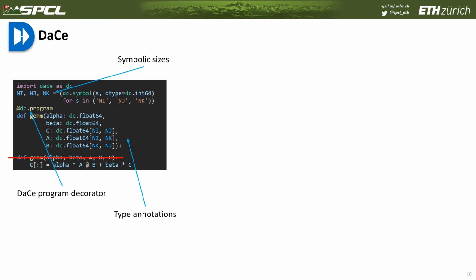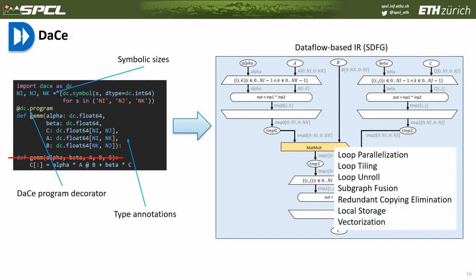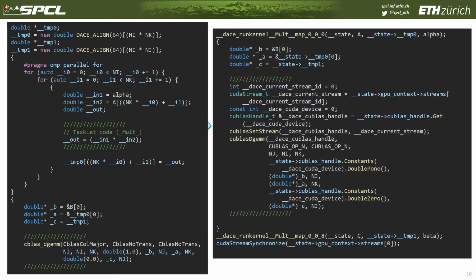After parsing a Python method, DaCe converts it to its data flow-based intermediate representation called the SDFG. In this IR, it applies graph transformations to optimize the program, for example, loop parallelization and tiling, subgraph fusion, and local storage. Afterwards, DaCe uses suitable backends to generate code for different architectures. In this work, we focus on CPU and GPU execution. They support CPUs with C++ code, while for NVIDIA GPUs, it outputs C++ and CUDA.